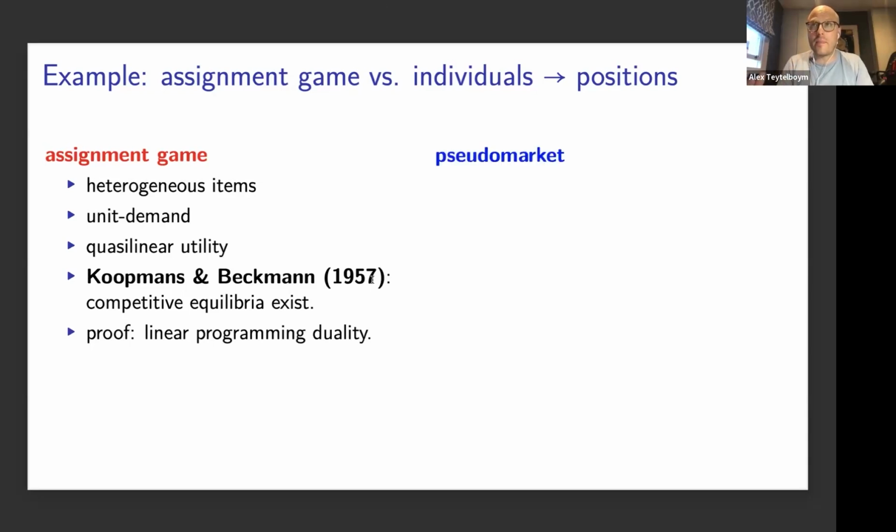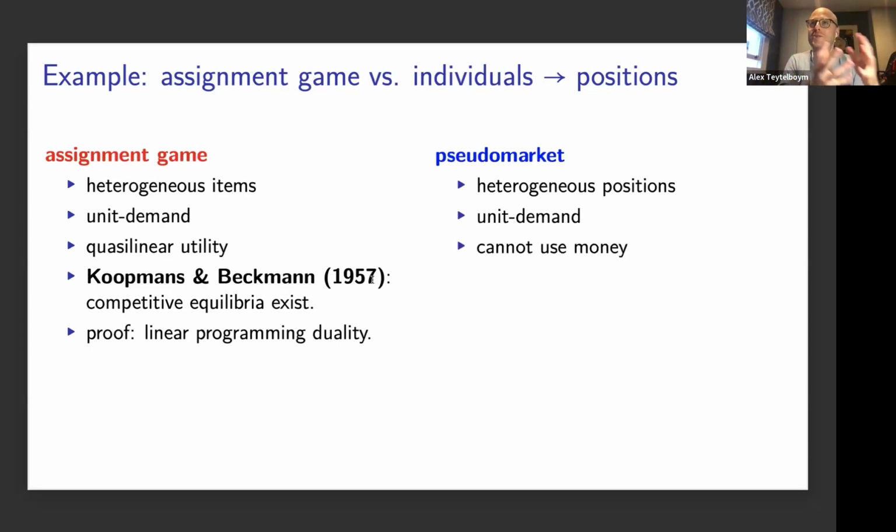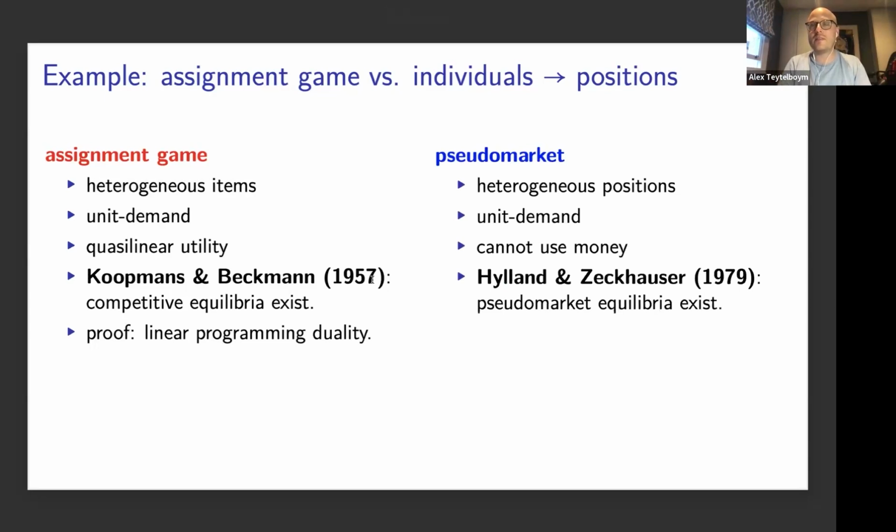There is another paper much later on that seems to deal with a very similar problem, in which there are heterogeneous positions, as they're called, but you just call them items. There's unit demand, but there is no quasi-linear utility because it's a pseudo market, so you cannot use money. For this famous setting, Hylland and Zeckhauser showed that pseudo market equilibria exist. That is, every random equilibrium can be realized as a lottery over allocations. But the proof is very different.